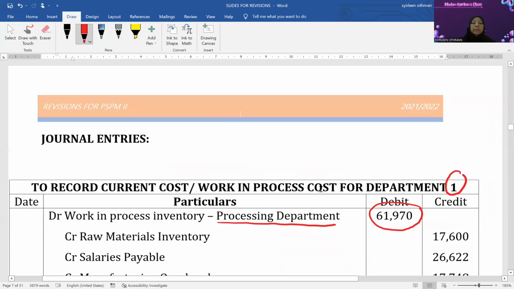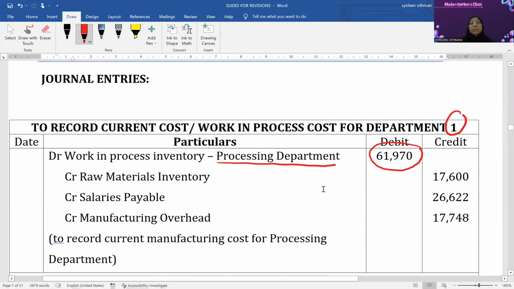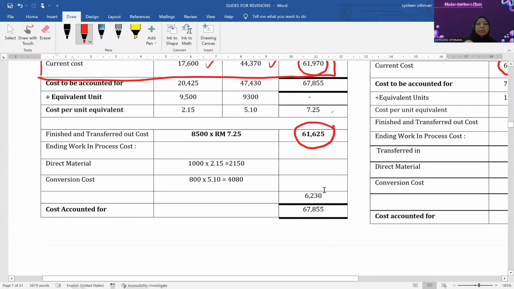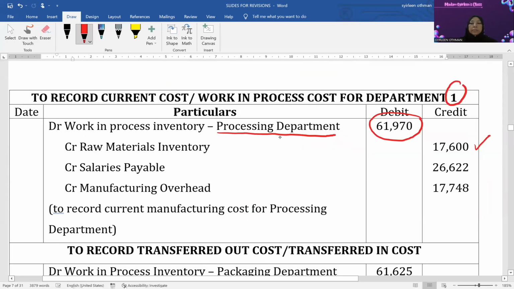Okay, all right. So in your processing department, okay, kita ada debit raw materials inventory. This is taken directly from the question, 17,600. Cuma untuk 44,370 ni, saya tak boleh terus salin dan letak dalam journal. Saya kena asingkan dulu 60-40. So this is 60% and this is 40%. Okay, you segregate lah. Alright, item dia sama macam topic 7. So you have your raw materials inventory, salaries payable, and manufacturing overhead. So this is to record the current cost for department 1.